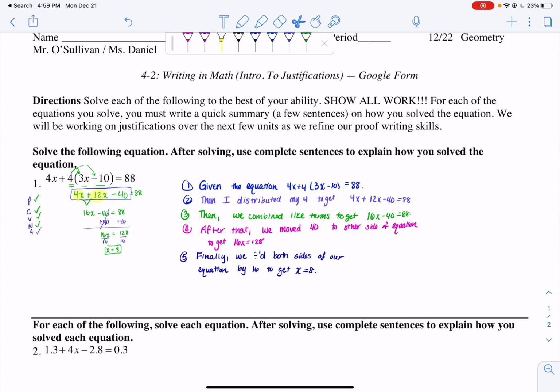And last but not least, you will be having a break assignment. I haven't decided how many questions it is yet, but please make sure you check Delta Math because your break assignment will be there.